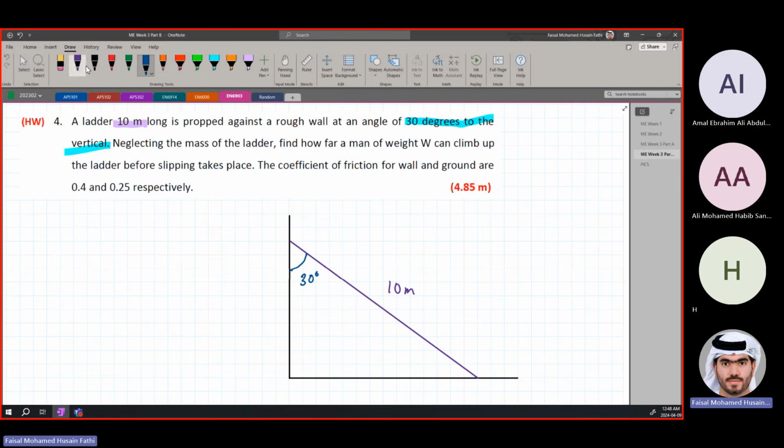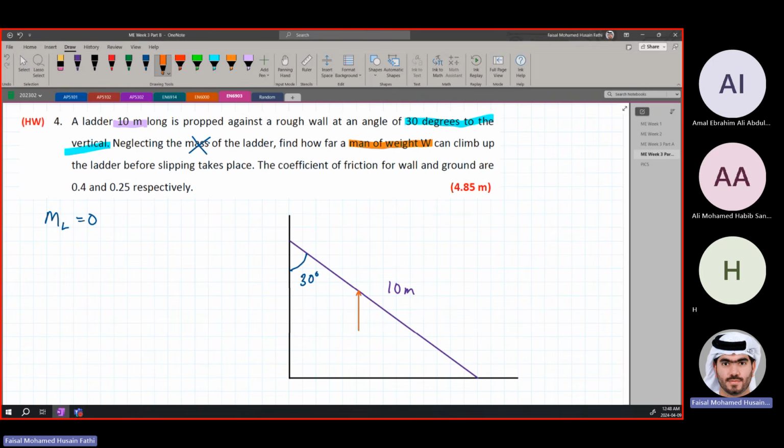Neglecting the mass of the ladder. So the ladder has no mass. M ladder is equal to 0. So we are not going to have weight due to the ladder. Find how far a man of weight W, and this is where the weight is important, the weight of a man. So there's some man on top of this that has a specific weight. All right, so let's just assume that he's somewhere here.